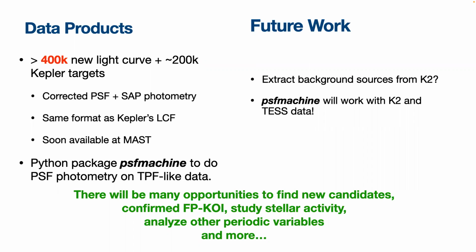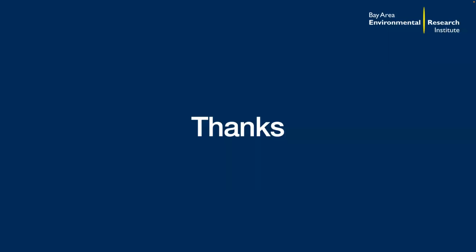So I want to leave you with this. There will be many opportunities to find new candidates in this data set. There are opportunities to confirm or rule out the false positive KOIs. There are also opportunities to study stellar activity because we have 400,000 new light curves there, and many other variability studies that you can come up with. So yeah, that's me. Thank you.